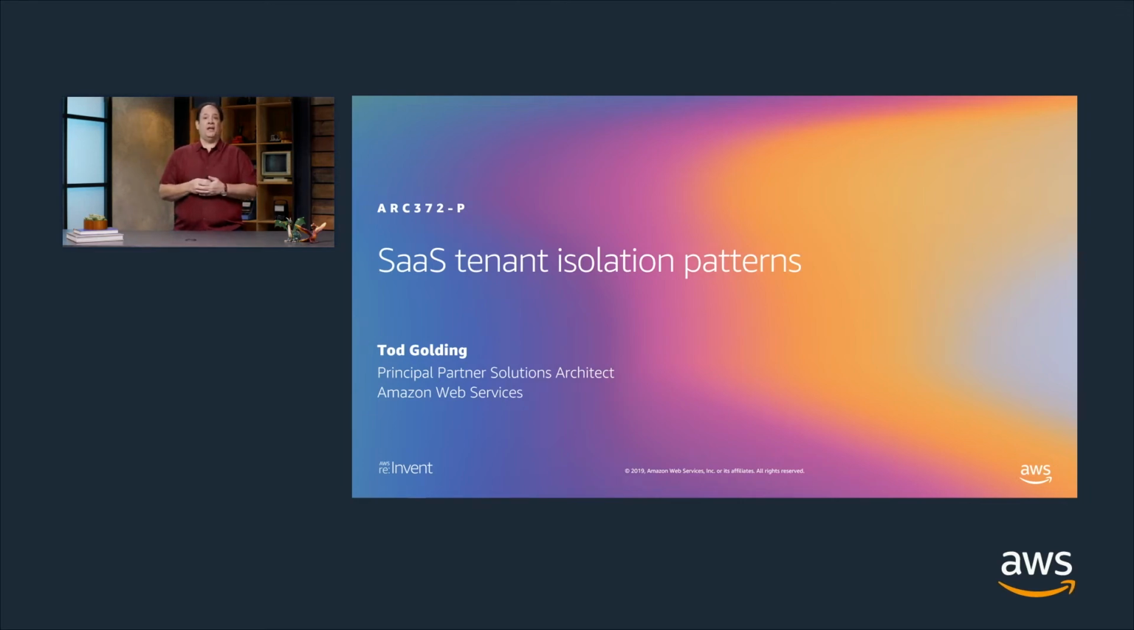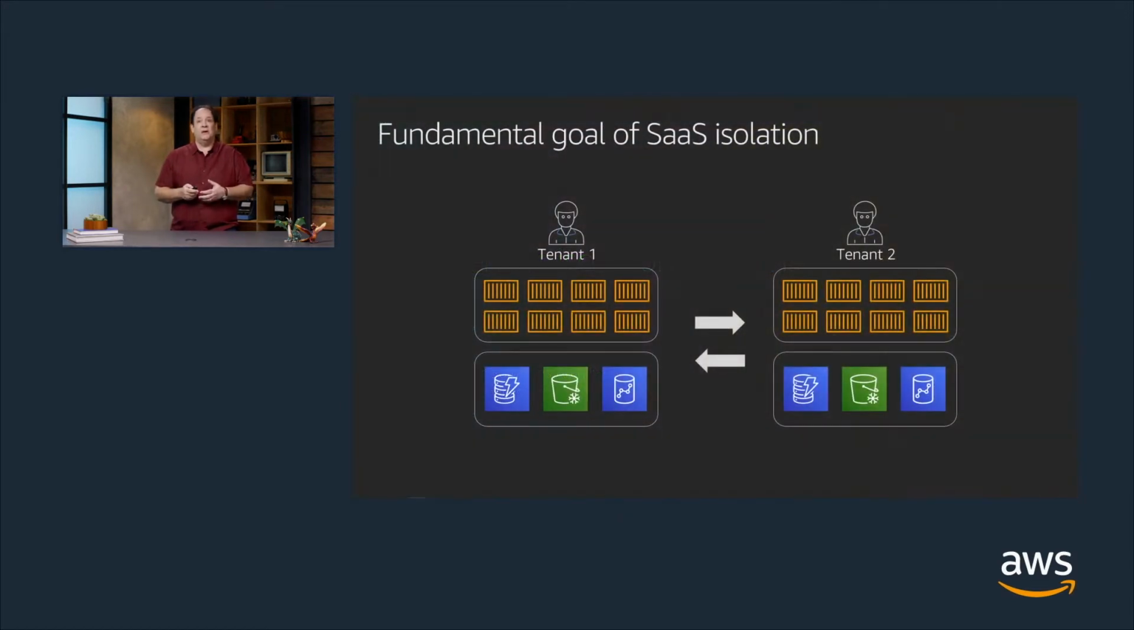My name's Todd Golding, and I'm a Partner Solutions Architect at AWS, and I'm part of what's called the SaaS Factory team. That team works with organizations that are in various stages of adopting SaaS on AWS. They're building, optimizing, they're on some path to delivering a SaaS solution on AWS. And one of the core principles we work with these organizations on is this notion of tenant isolation. Tenant isolation is this foundational concept.